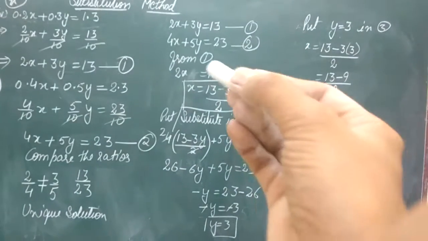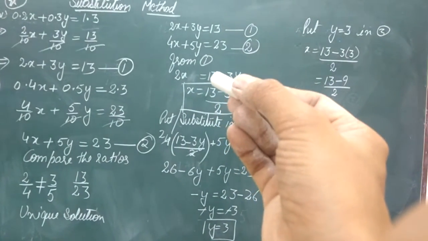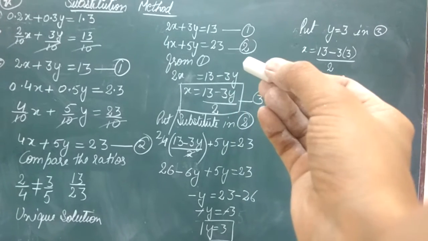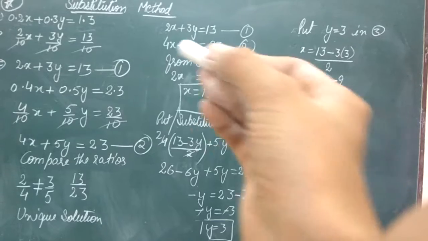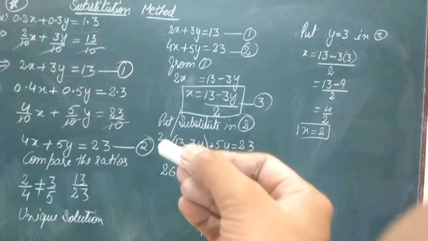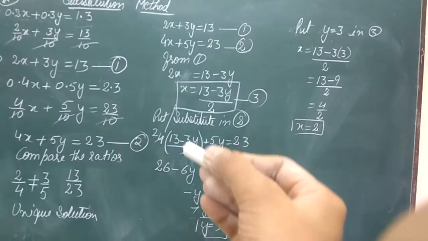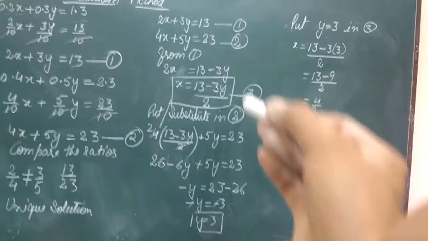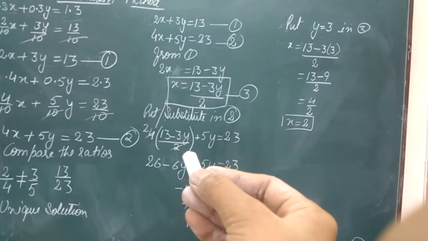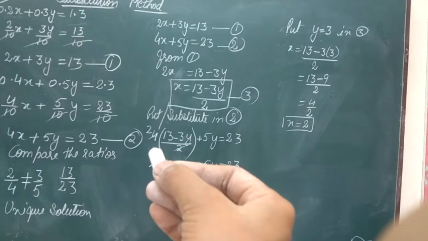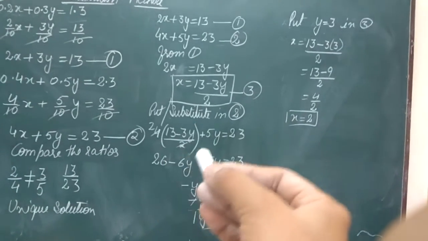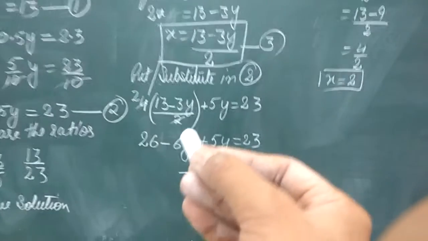Now, because we have taken this value from the first equation, we will put it in the second equation. So substitute in the second: 4 into x. X is this, so put it here, plus 5y is equal to 23. Because 2 is in the denominator of this binomial and 4 is also multiplied by the whole bracket, we can cancel them out.